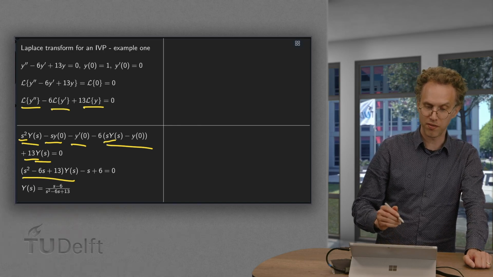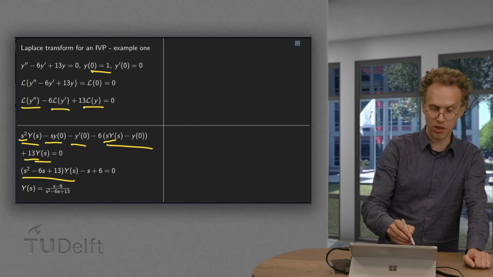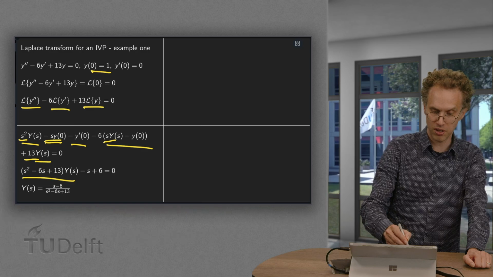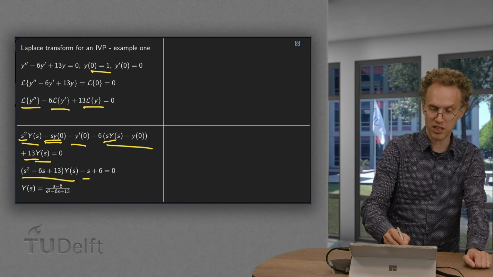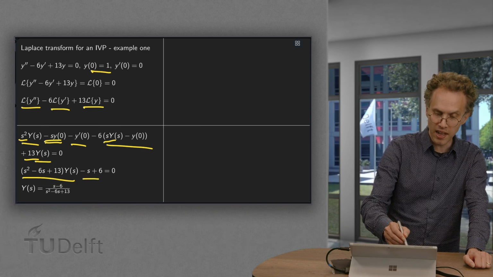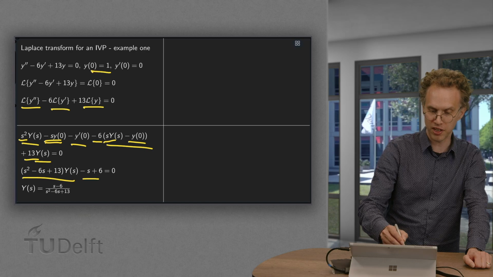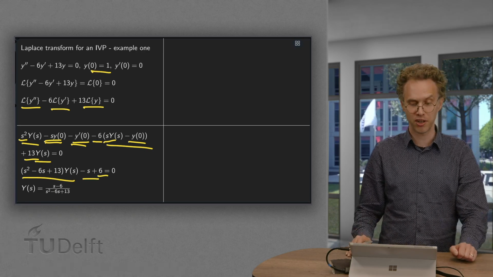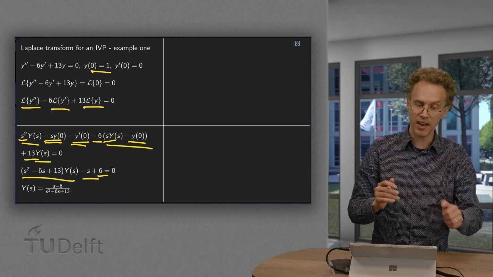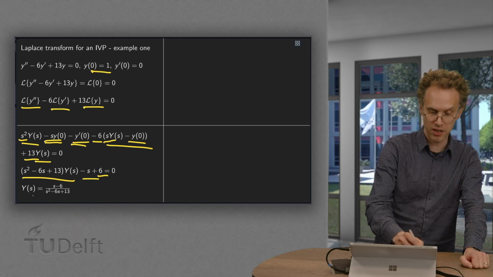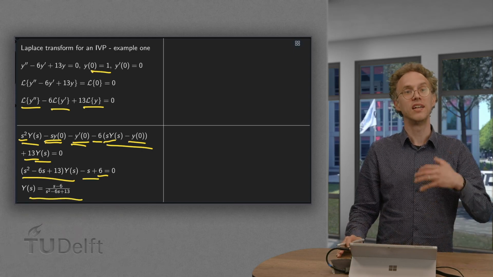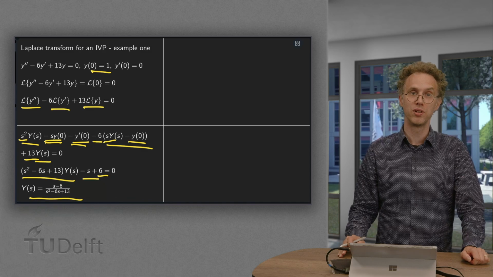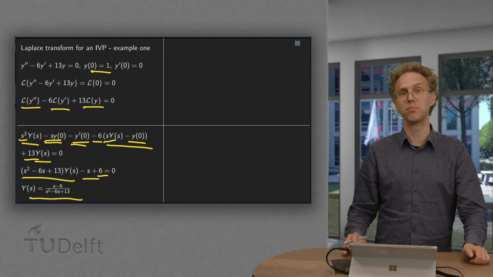And then we have y(0) equals 1. So the minus s goes, y(0) gives us a minus s. And here we have a plus 6s times y(0), which gives us a plus 6. And the y'(0) equals 0, so that cancels out. And then we can solve for Y(s). So there we have Y(s), the Laplace transform of the solution of our initial value problem.